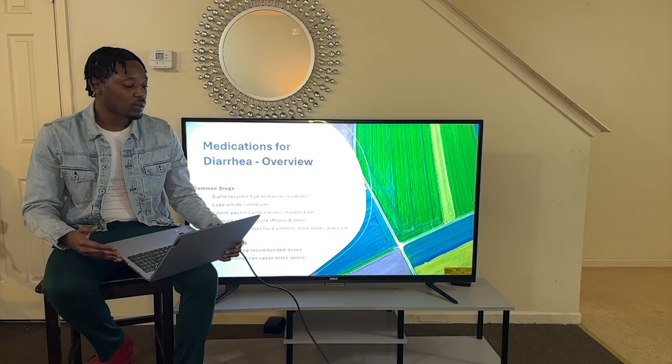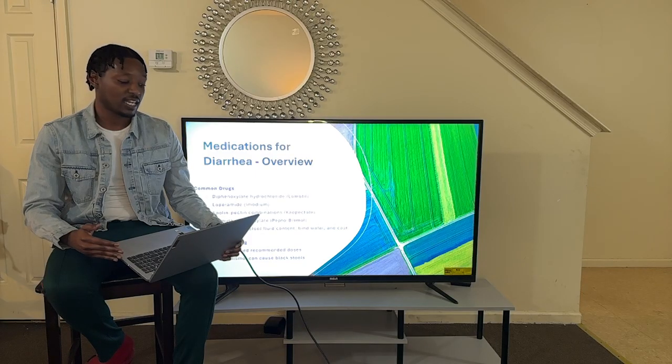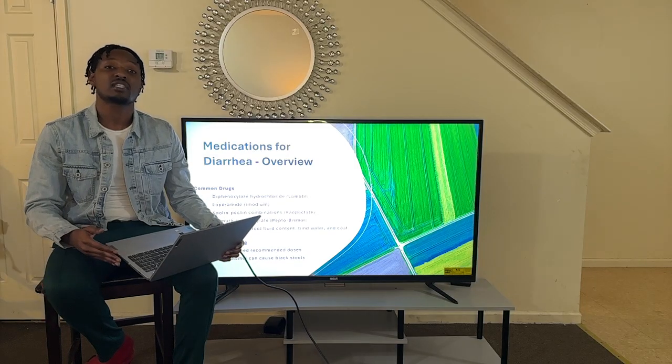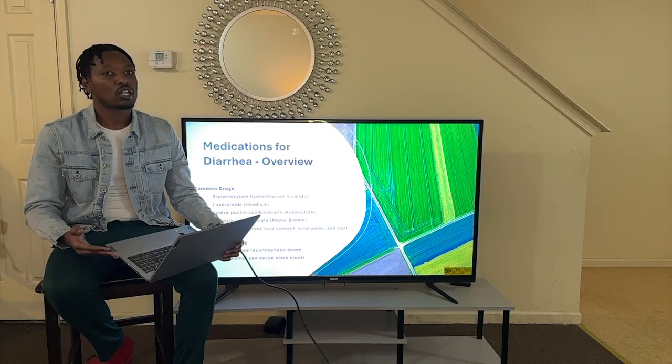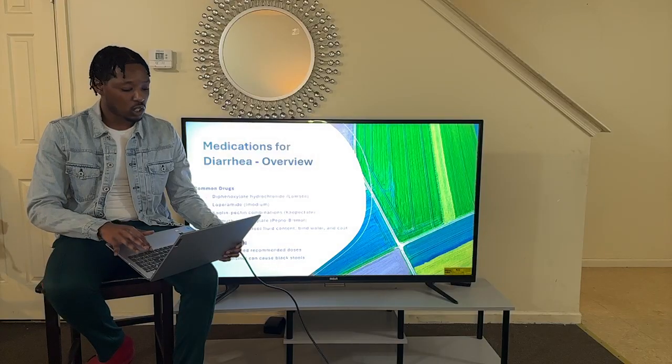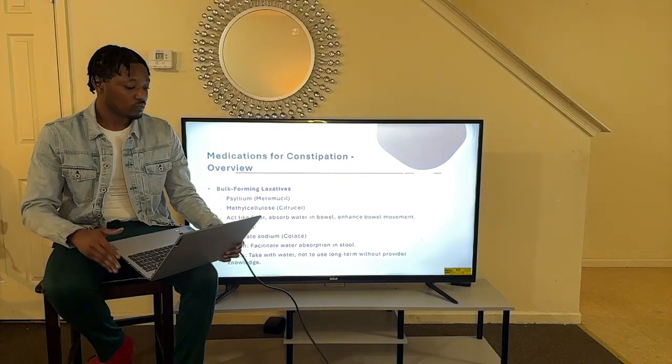And some things that you are going to want to teach the patient is to not exceed recommended dosages of these medications. Pepto-Bismol can also cause black stool. So if you're taking Pepto-Bismol for diarrhea, it can cause black stool, so don't be too alarmed if you see that.